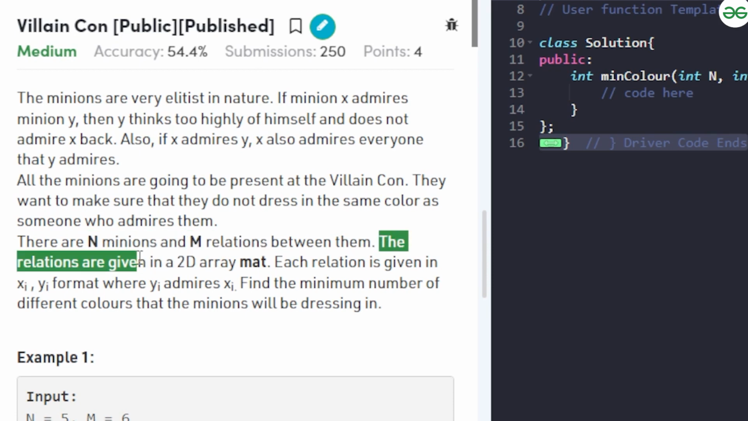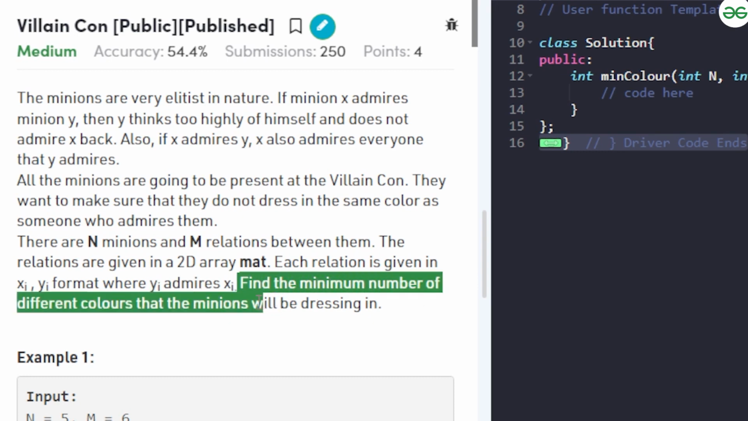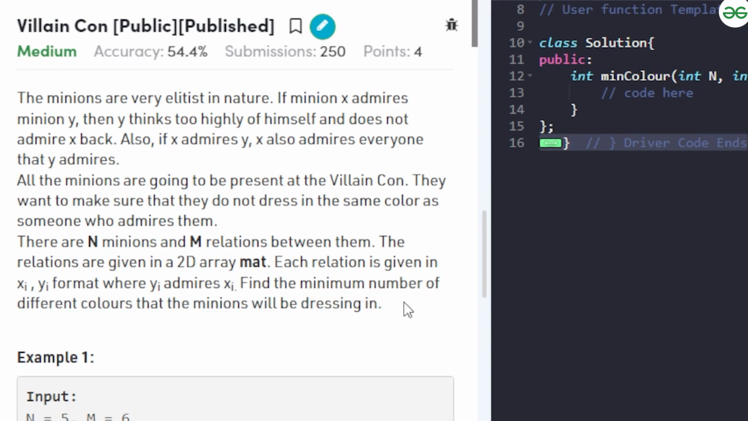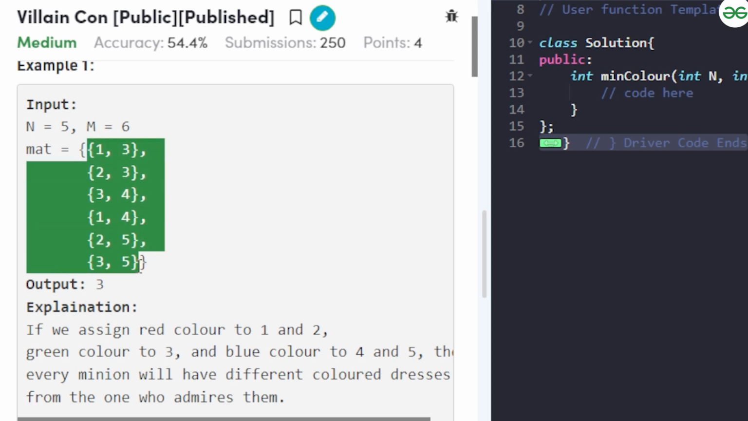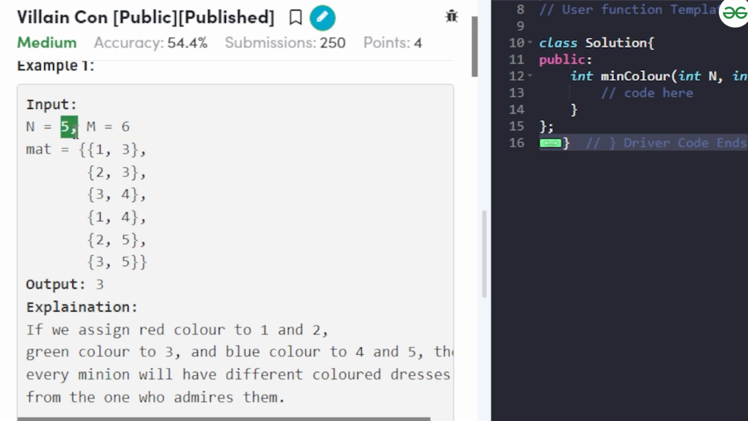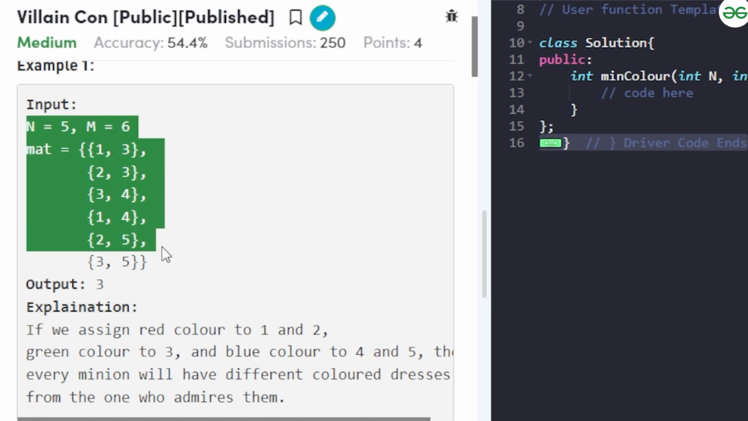The relations are given in a 2D array. Each relation is in the x1 and y1 format, which means y1 admires x1. We have to find the minimum number of different colors that minions will be dressing up in. This is what we have to find. For example, in this particular case, you can see there are 6 relations given to us and there are 5 minions, and 3 different colors are required. Now we will understand how these 3 different colors are required.